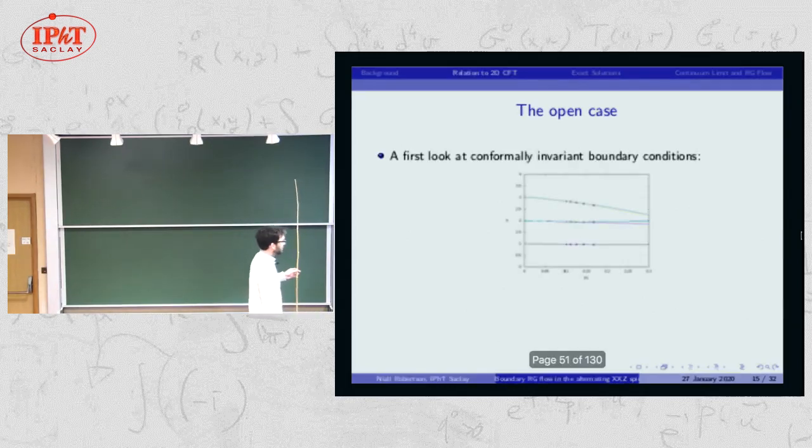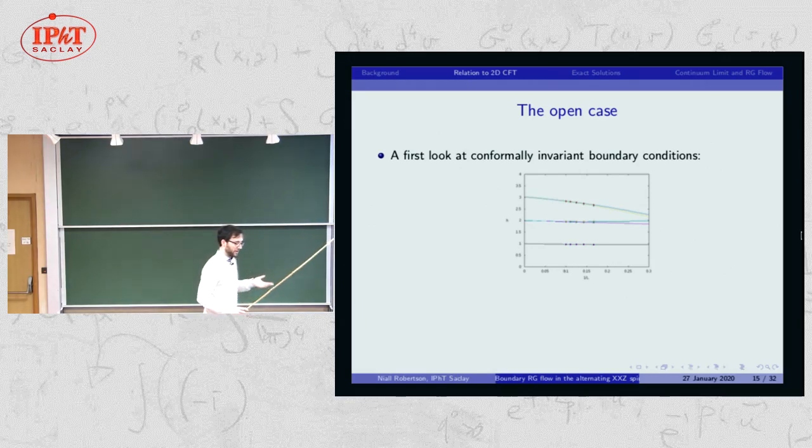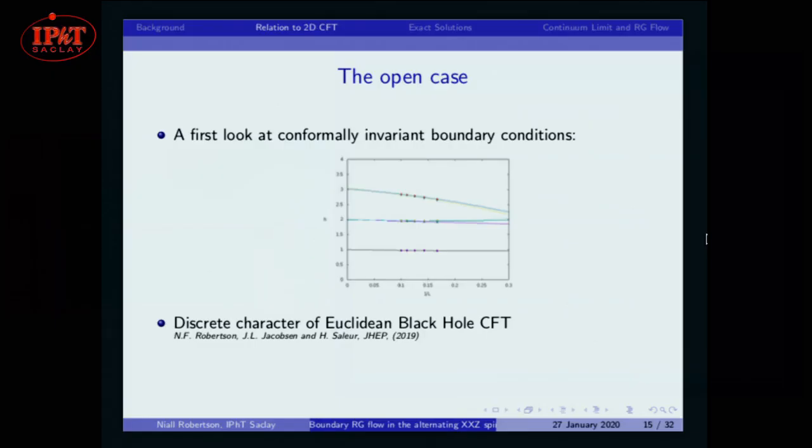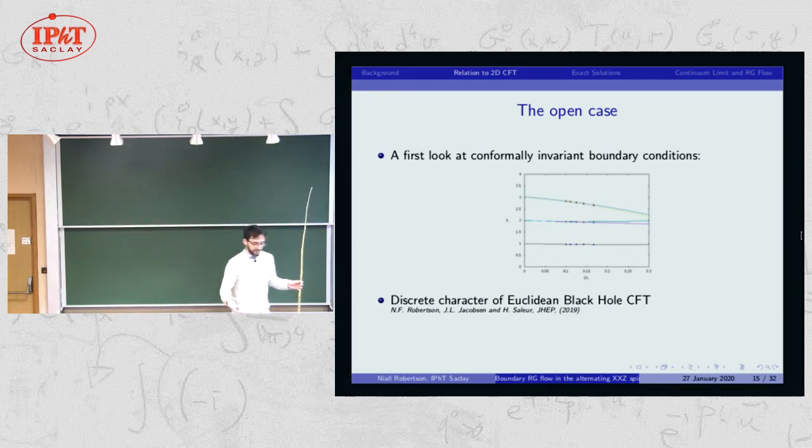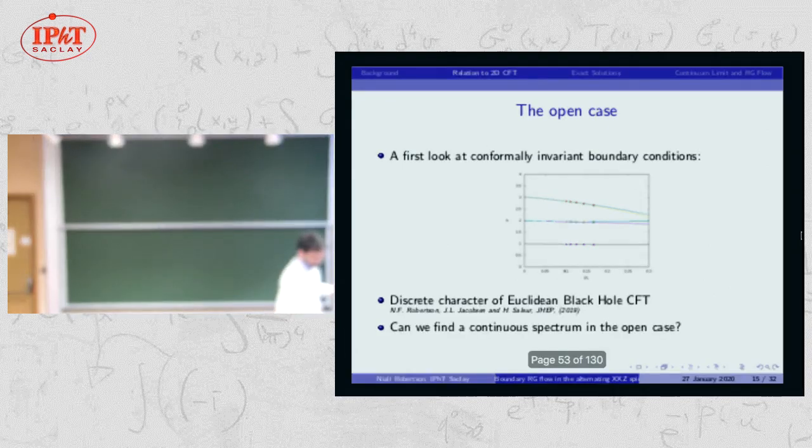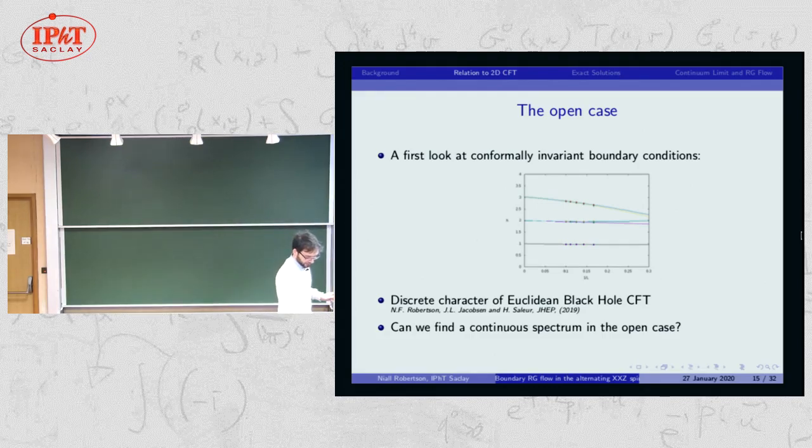Okay, so let me just summarize what is already known about the boundary conditions in this model. This is actually the same data I presented before. In the staggered six vertex model, there exists a boundary condition that we found that results in this spectrum where we only get integers, and the number of states at each of these integers is exactly what we would expect from the discrete character of the Euclidean black hole CFT. While this is very interesting, it's not what we're looking for. We ultimately wanted to see, with open boundaries, this convergence logarithmically towards zero. So it's very nice to get this interesting integer spectrum, but we're looking for a continuous one. So we need to keep looking.